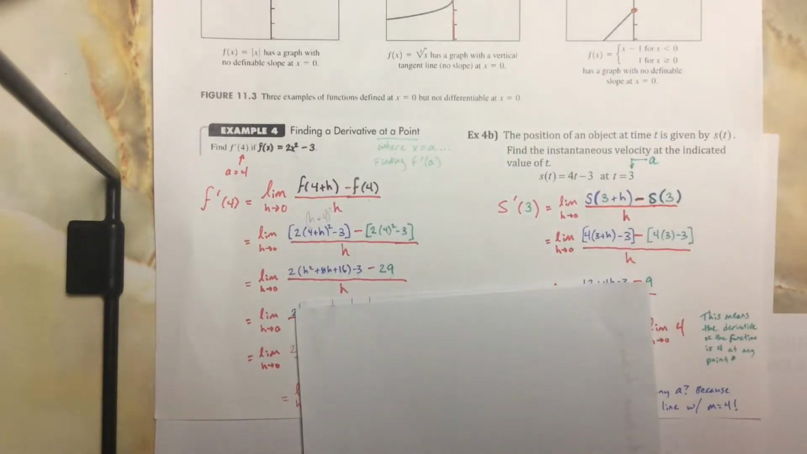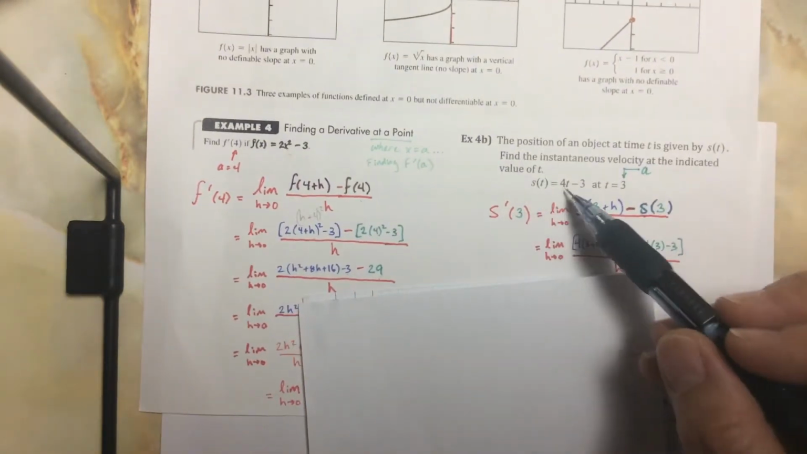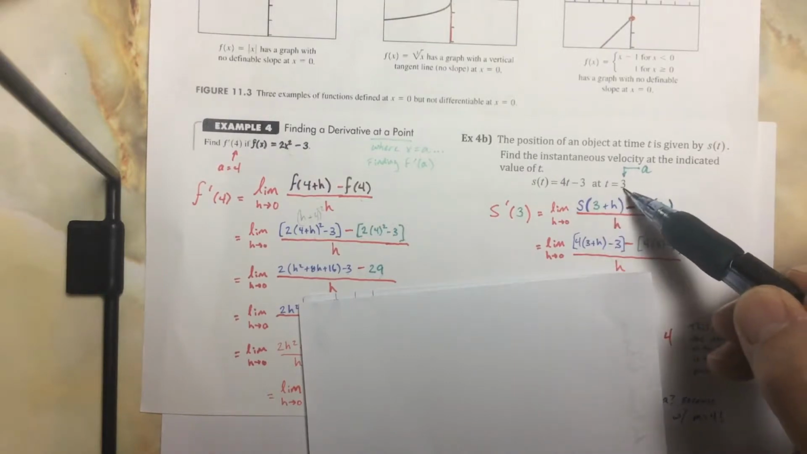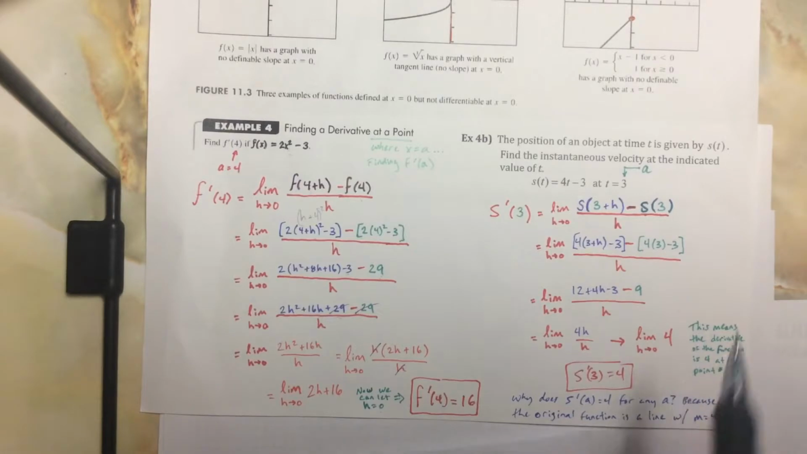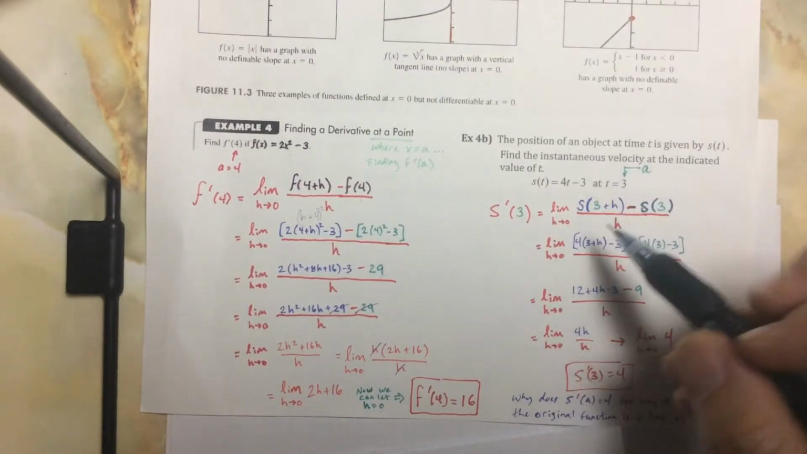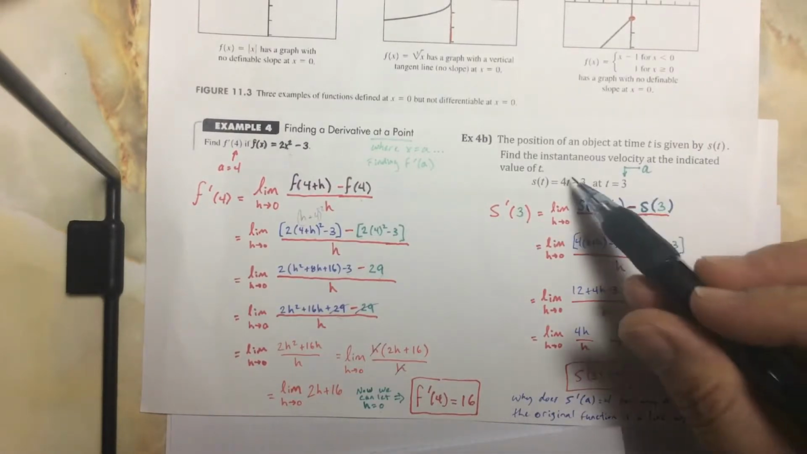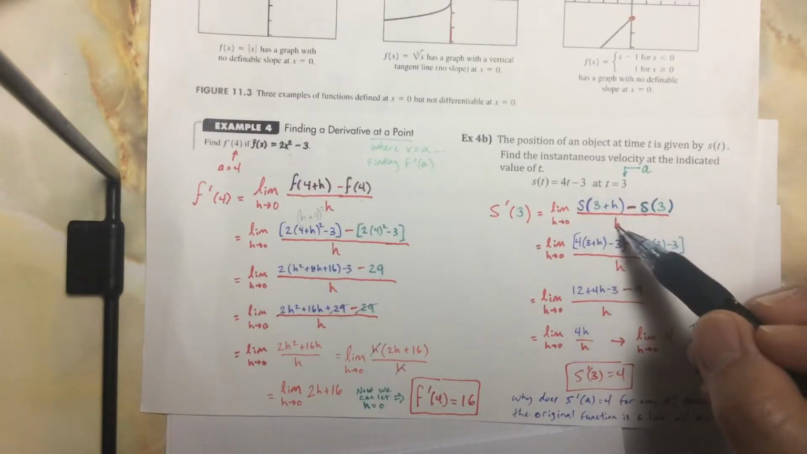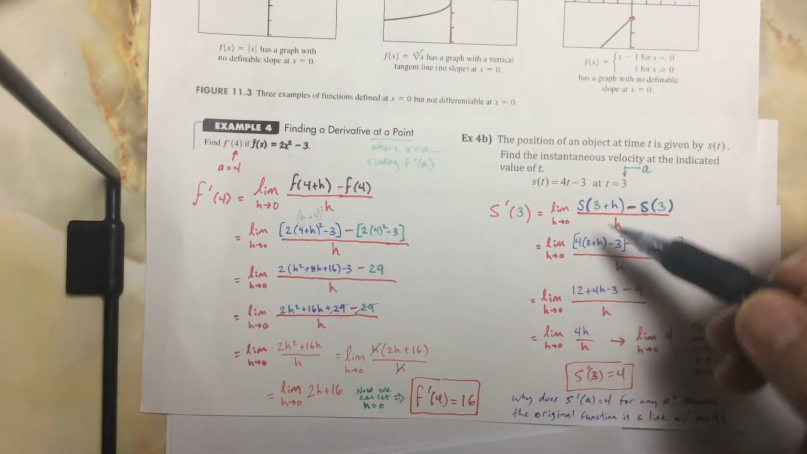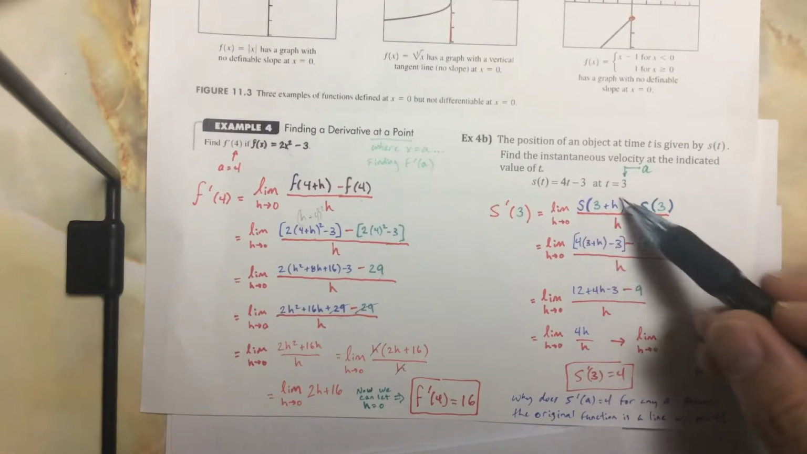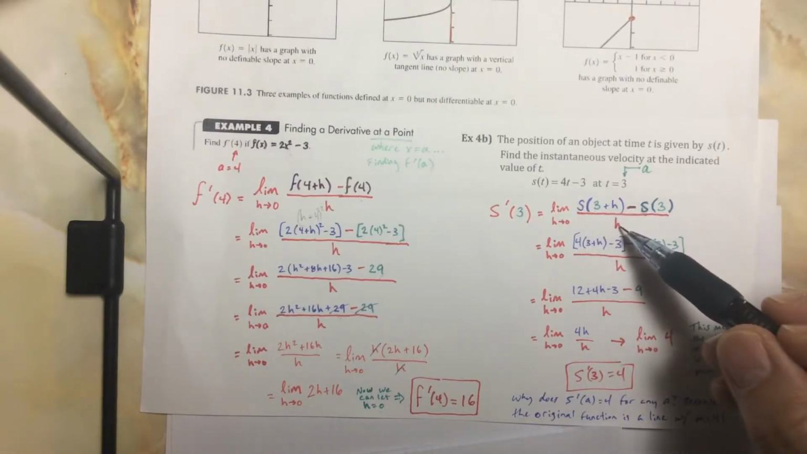I'm going to go through the next example pretty quick here. It's the same process. We have a new function, 4t minus 3. We're going to find the derivative at 3, or the slope of the tangent line at x equals 3. Or in this case, it's t, excuse me. And we go through the same process. We have 3 plus h as an input, and then we have 3 as an input, and then h is our denominator. We're letting h approach 0. That's why we're using our limits here. It's going to help us get rid of this division by 0.